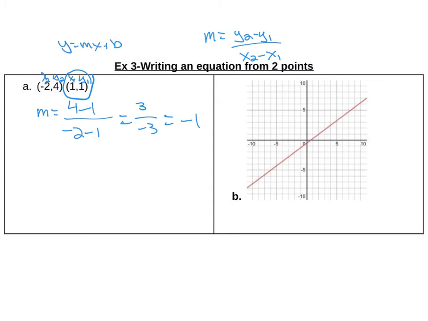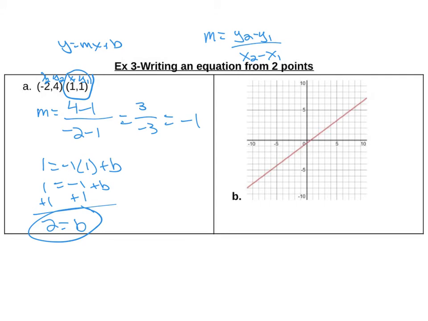So if y is 1, slope is -1, x was 1, the question is, what is b? So that's 1 equals -1 plus b. Now we just have an equation to solve. So solve for b, that's 2, and b equals 2.